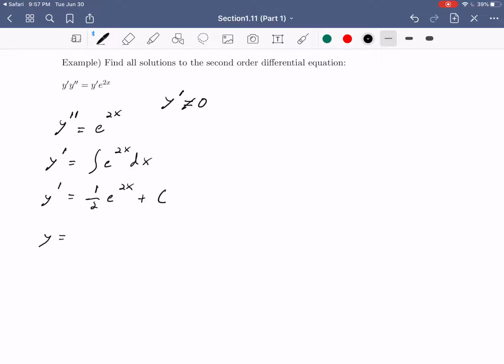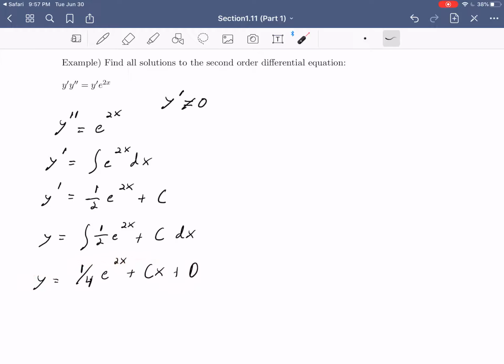We integrate again, the integral of 1/2 e to the 2x plus c dx. And looks like we get 1/4 e to the 2x plus cx plus d. So there we go. There's our solutions. Now we've got to pay attention to this.